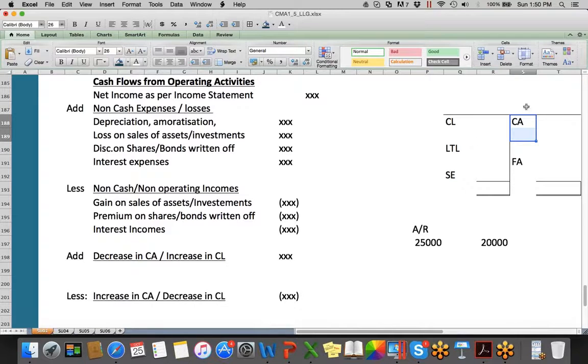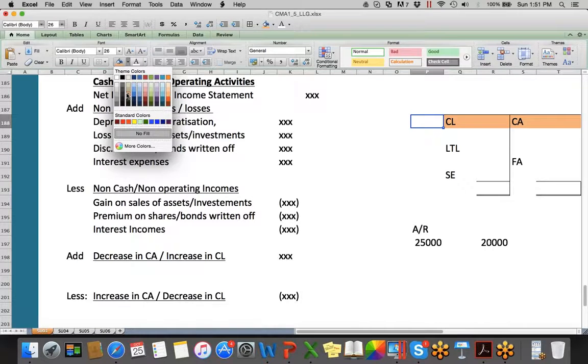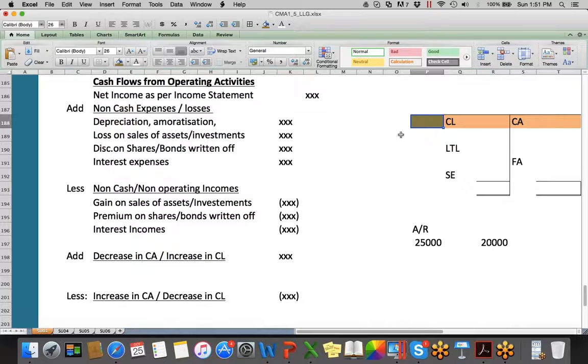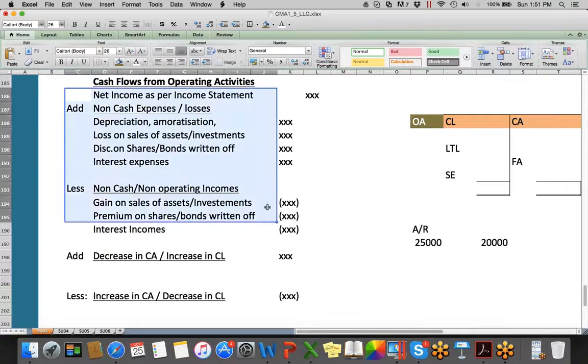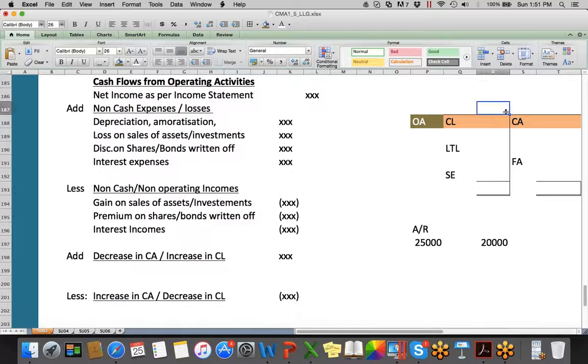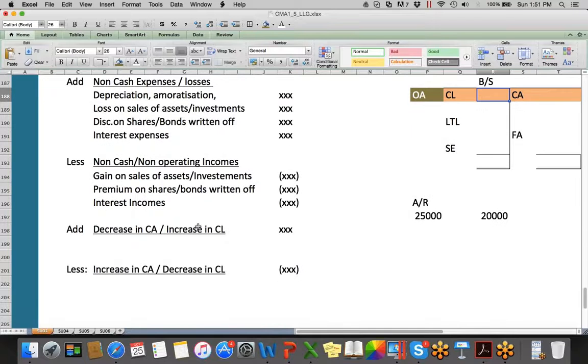Decrease in current assets. As I told you, CMAIP is the acronym of current assets. So in all the current assets, whatever the current asset decreases, it should be added back because it is fetching you cash. It is bringing you cash. So current assets and current liabilities should go to operating activity. I'm writing here for you that it goes to operating activity, OA. Means in the balance sheet, current assets and current liabilities are to be adjusted in operating activities.